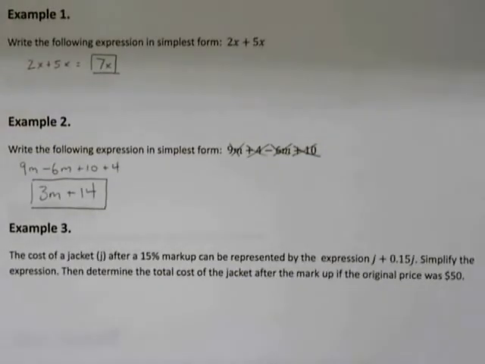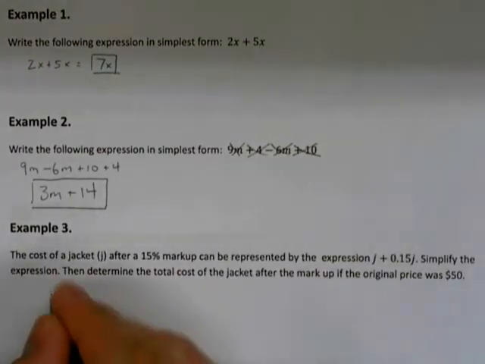All right, last example now. The cost of a jacket, J, after a 15% markup can be represented by the expression J plus 0.15J. Simplify the expression, then determine the total cost of the jacket after the markup if the original price was $50. Here's the cool thing: we did markup a long time ago. We're going to take what we know about expressions now, and the distributive property, and combine them to do something amazing.